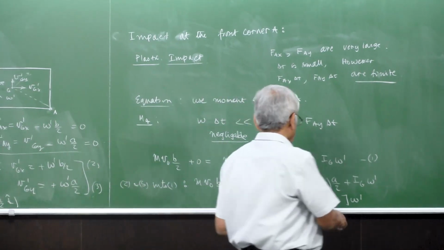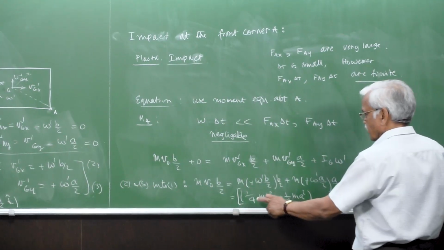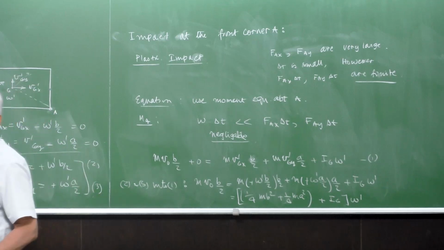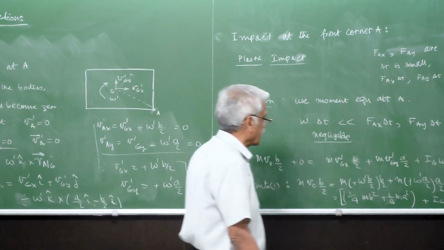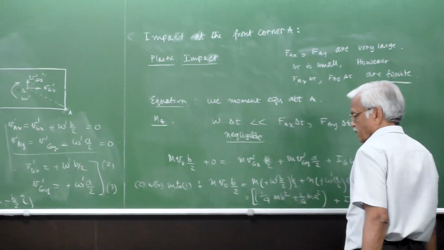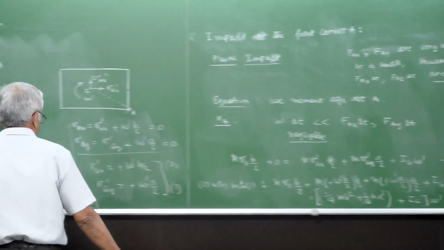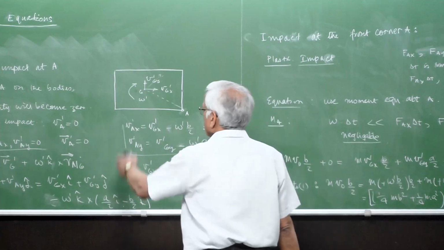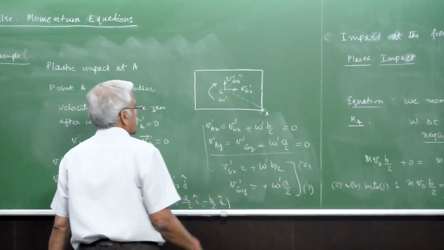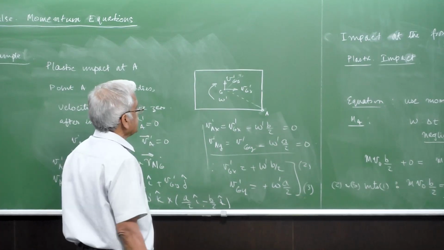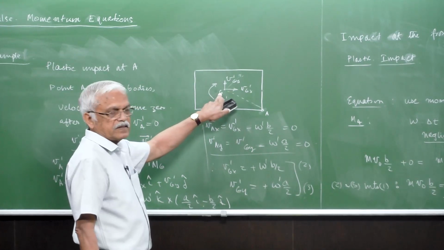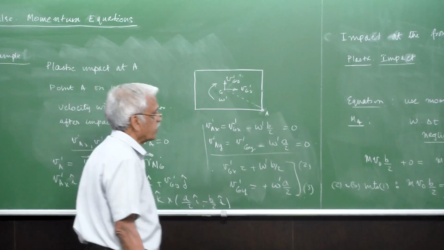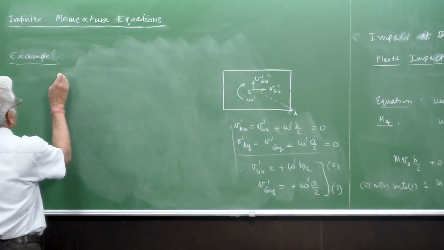You can see that the one in the square bracket here, Ig plus 1/4 ma square 1/4 mb square, is nothing but the inertia of the rectangular plate about A itself. So this is the inelastic impact about point A. In fact, as we said many times, we can even find G from A. If you want to go from G to A, it's also possible.